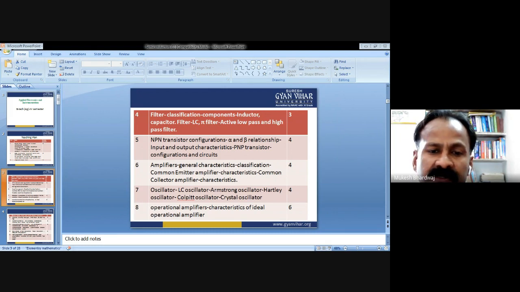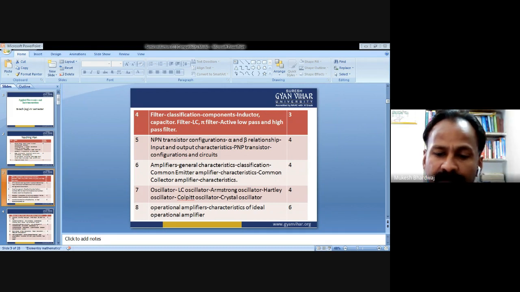So these are known as the oscillators. Eighth is operational amplifier or op-amp.